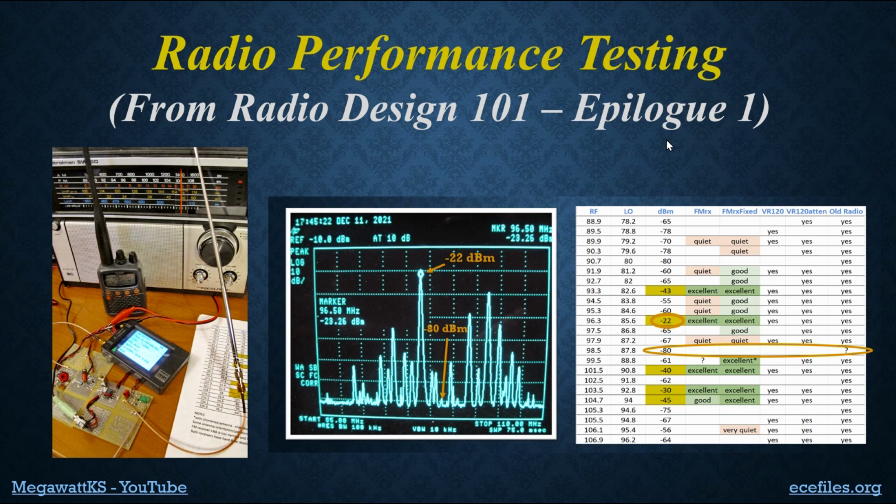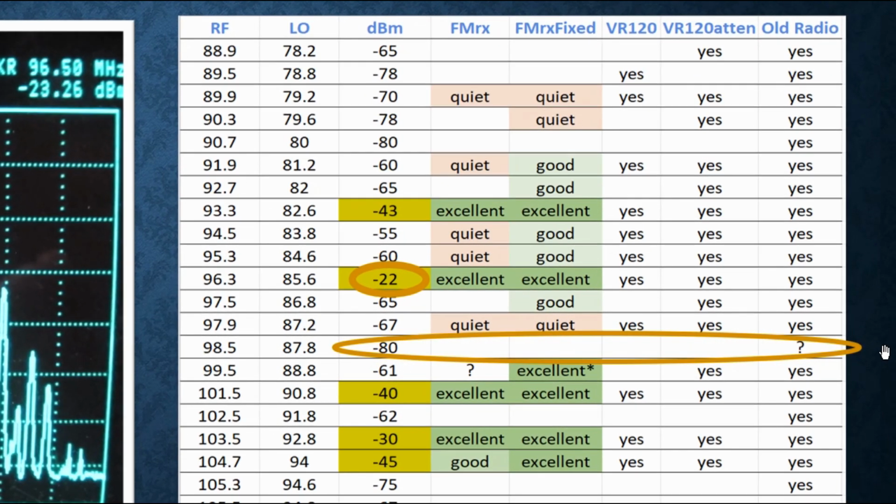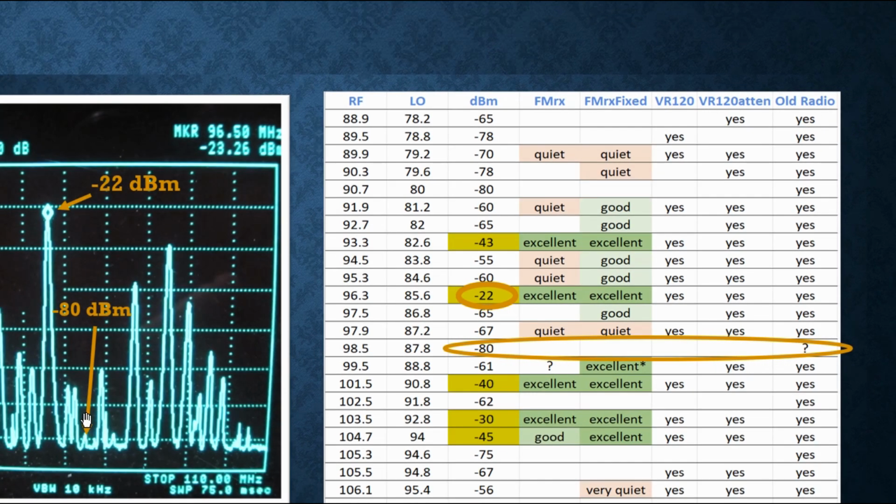So in epilogue 1, we measured the performance of these different radios, the one we built versus some commercial products. And here are the results. This is very busy, so I'm not going to go into it in gory detail, but if you look at the circled area here, this is a station at 98.5. That is this really weak one right here. And everything is blank here. That's because all of these radios could not receive that station.